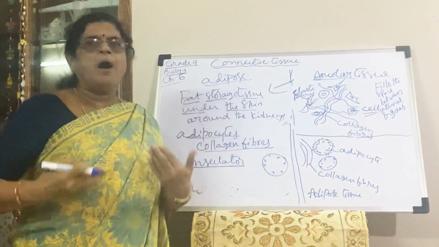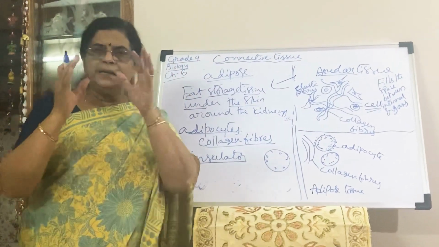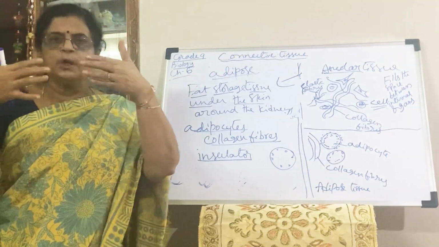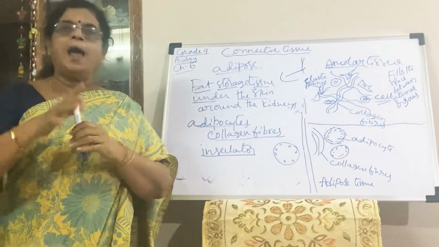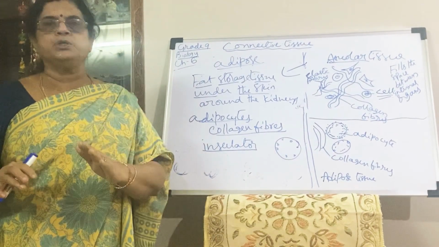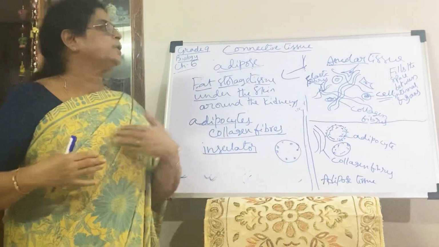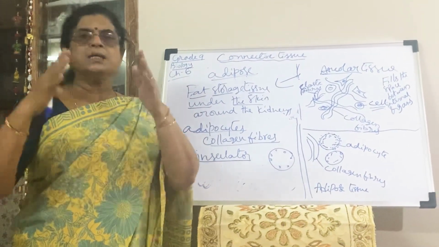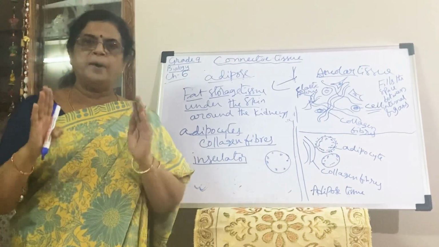Here, the body organs, the bones, the internal organs, all are bound together to give structure and shape, and to keep them in their own place. We need the connective tissue. Just like the cement, our connective tissue in the body also connects the internal organs and keeps them in their proper places.